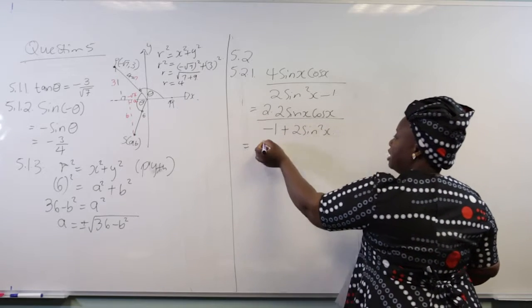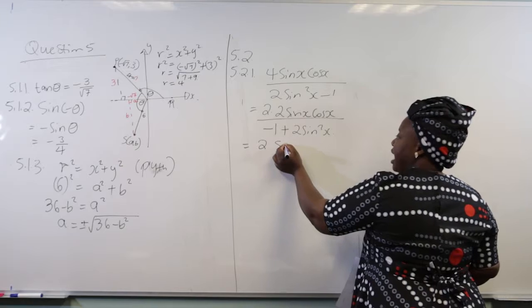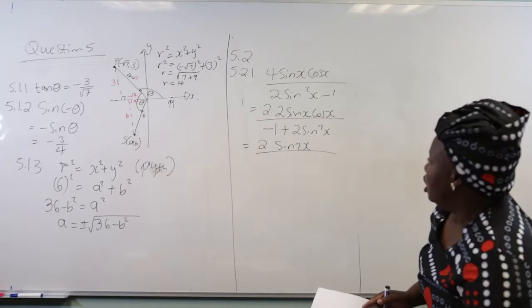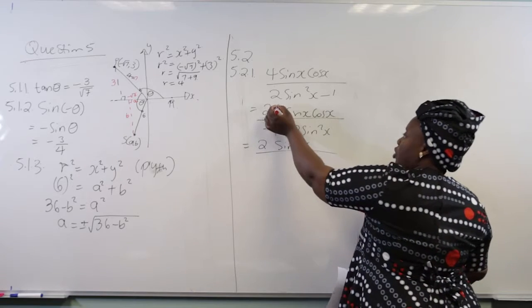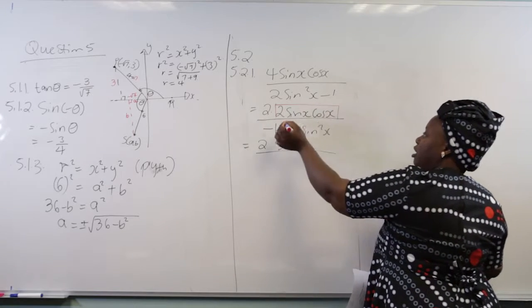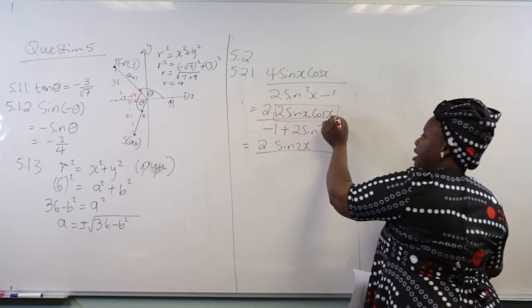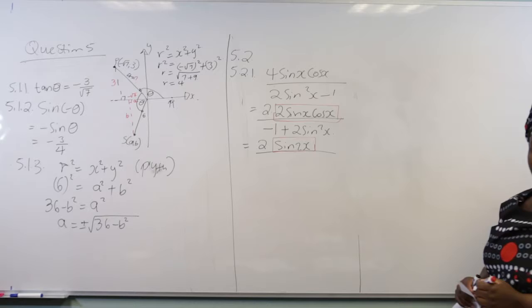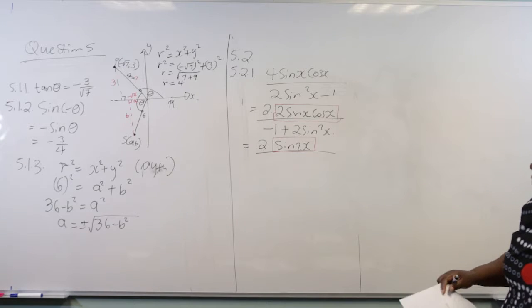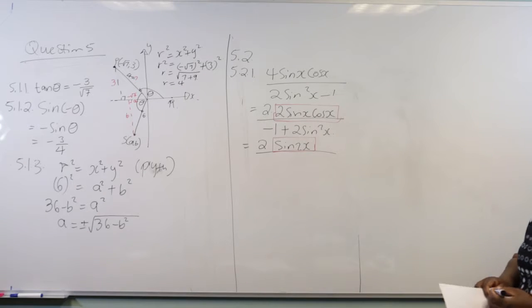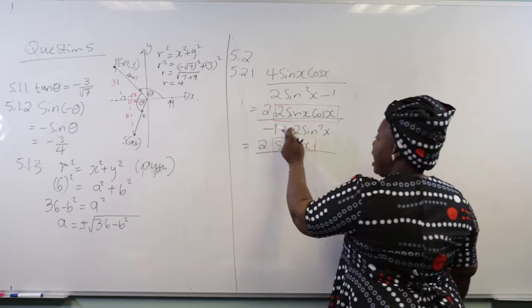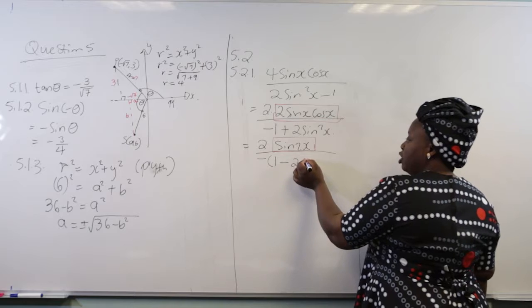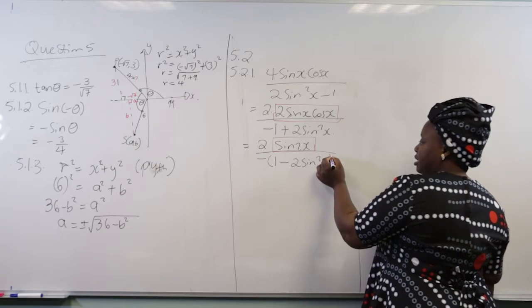Now, if I have this, I'll have 2 times sine 2x, because 2 sine x cos x is the same as sine 2x. So that is coming from the formula sheet, direct. But in the denominator then, I need to work out what is coming out. There I need to take out the common factor of a negative. Then I'm left with 1 minus 2 sine squared x.